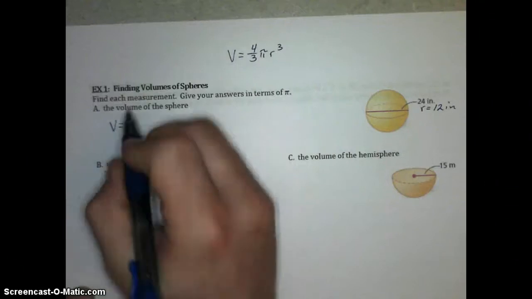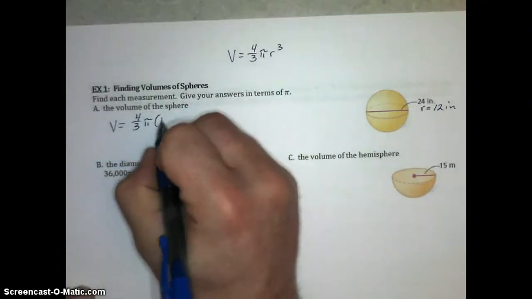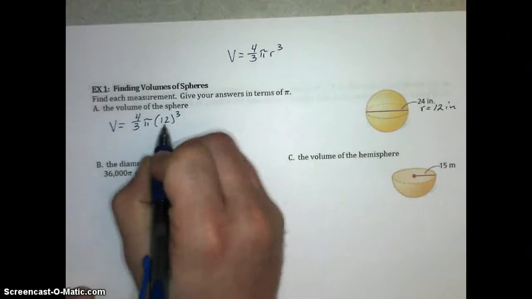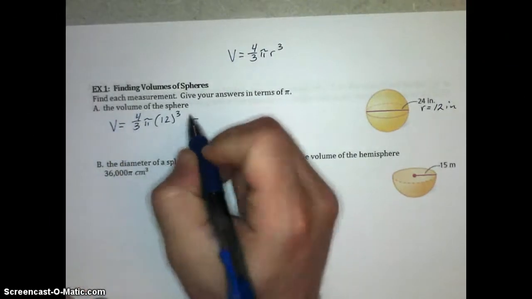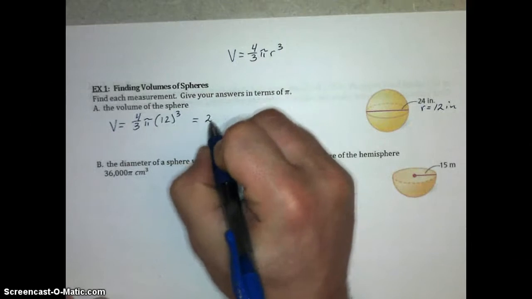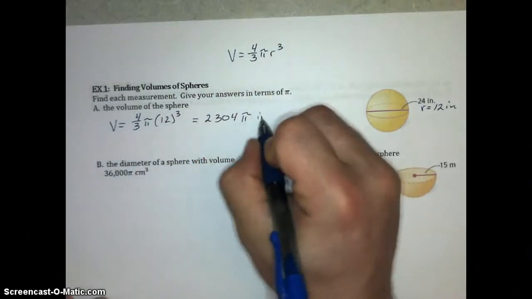All right, this is what we should get. Our volume is 4/3 pi times our radius of 12 to the third power. When we take 12 to the third power, multiply by 4, and divide by 3, our volume works out to be 2,304 pi cubic inches.